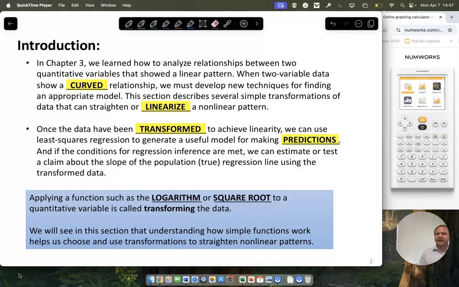Once we have that, if conditions are met for regression inference, we can estimate a confidence interval or test a claim, a significance test, about the slope of the population. Remember that true slope of the population we have used before, beta, using that transformed data. So we're going to be looking at logarithms, you might look at square roots or other types of operations to help us linearize nonlinear data, straighten out curved relationships. So let's move on to the next slide.